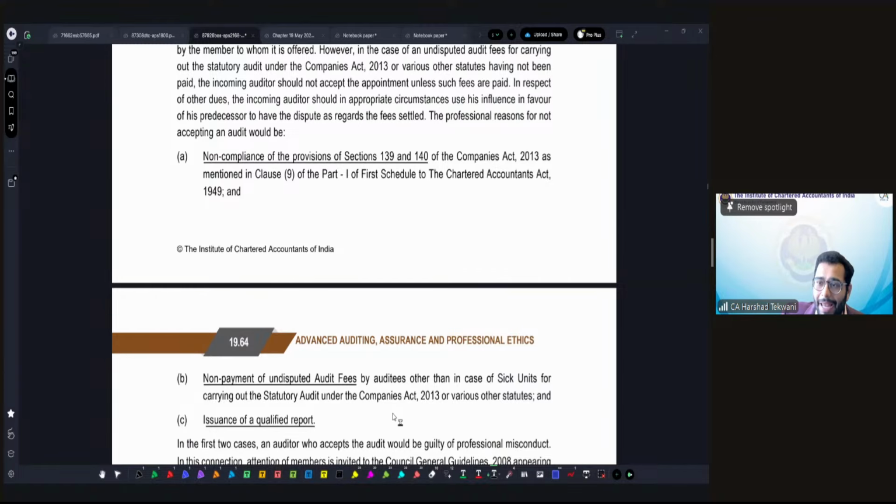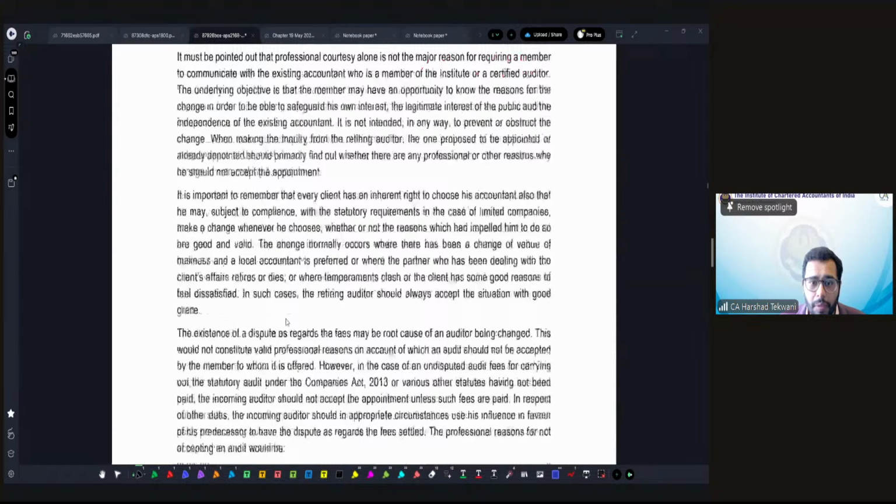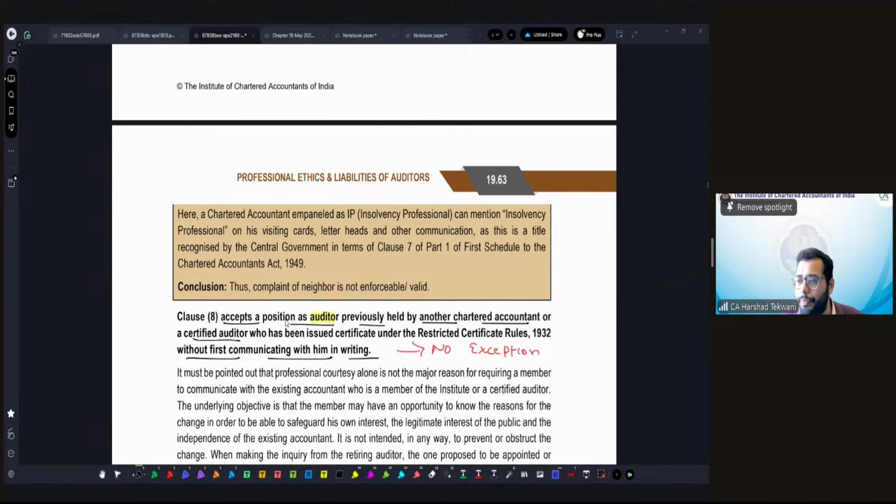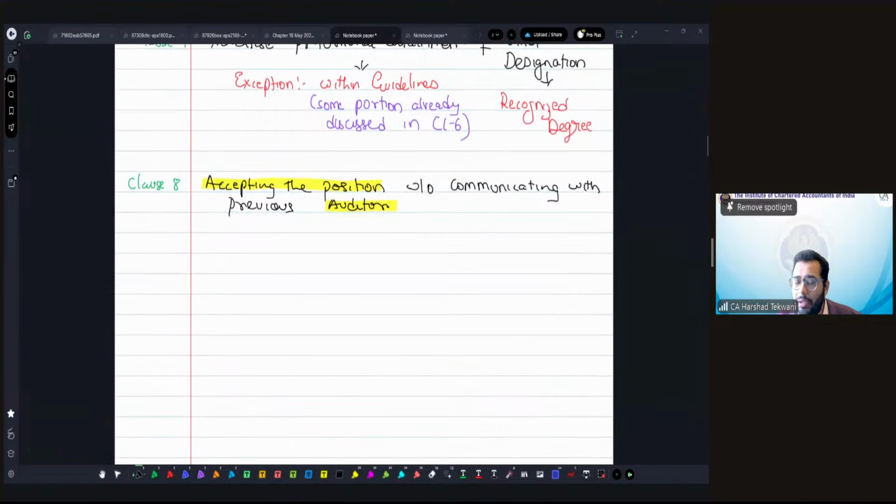In the first two cases, it is pretty clear. Non-compliance is straightforward, yes or no, no gray area. Non-payment of undisputed statutory fees is not a gray area either. In the third one, there could be a gray area. Here you need to understand the actual reason and then proceed. It's subjective. So always understand the actual reason and then proceed. But in the first two, there is no gray area and you should not proceed at all. Clear? With this, clause number 8 is pretty straightforward, nothing complicated. Any doubt? Okay. Now, clause number 9. Can anyone tell me what clause 9 is?